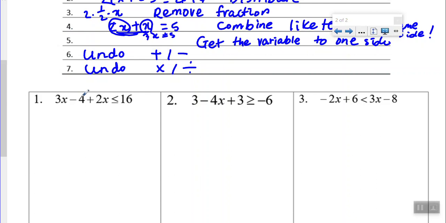So you're gonna use the same steps, but you just use the inequality symbol.